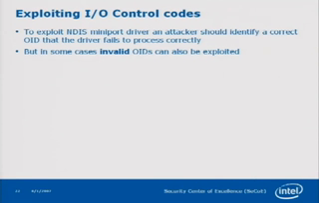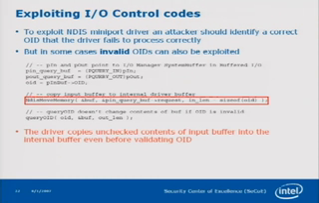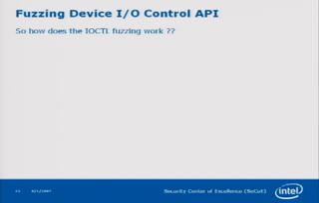To exploit the I/O control codes, specifically in network drivers, NDIS drivers, an attacker should identify a correct object identifier that the driver fails to process correctly. In some cases, even invalid object identifiers can be exploited, as given in this example. The driver copies the unchecked contents of the input buffer into an internal buffer even before validating the object identifier, even before dispatching it to the query OID function. So a malicious user mode application can send any trash instead of an object identifier, and this will trigger this vulnerability.